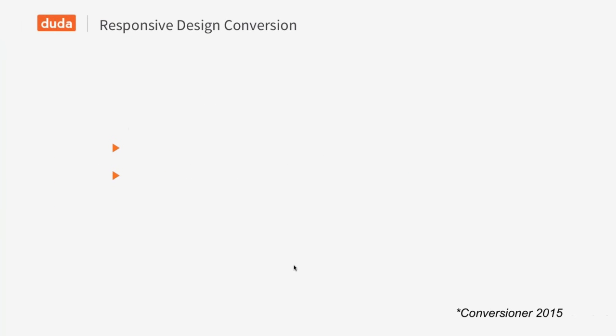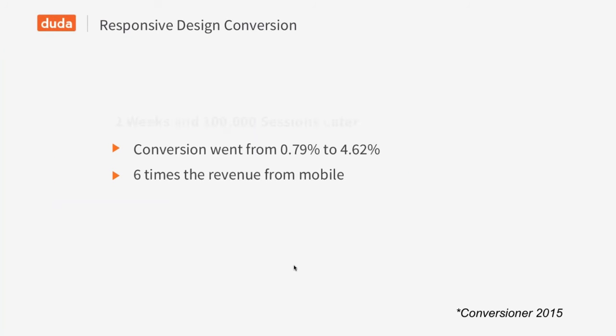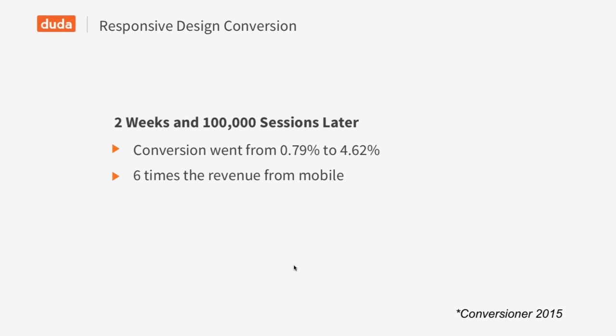In fact, after they tested it, after 2 weeks and 100,000 sessions later, conversion jumped up from 0.79% to 4.62%. That's a huge boost. That's 6 times the revenue from the same site just because they paid attention to some basic principles on how to convert this mobile audience. And this is something that's incredibly valuable for you guys as well. So I'd like to get into a few tips.